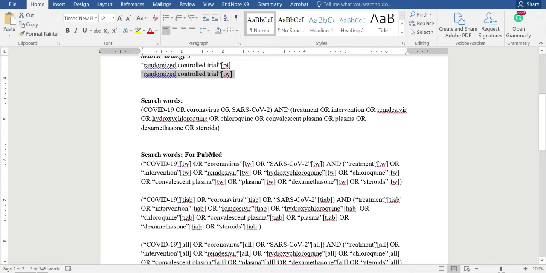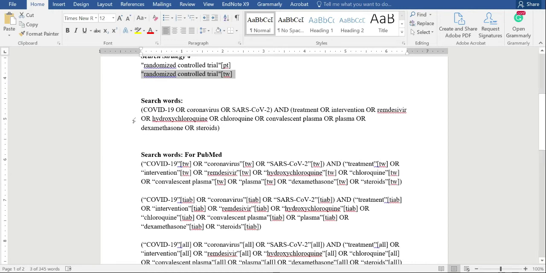So as long as these terms are also included together with either a treatment, an intervention, or one of the four medications that we will be looking at, or even a broader term like steroids. So as long as some of these terms are included, that will help narrow our search down so that we don't have to go through 500,000 clinical trials that are available on these websites.